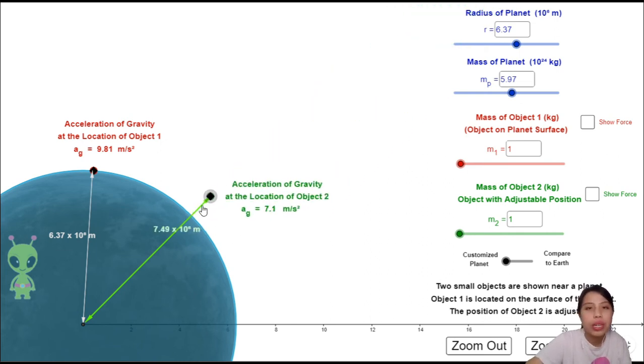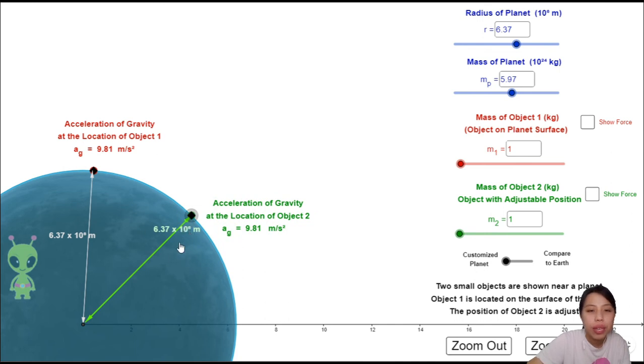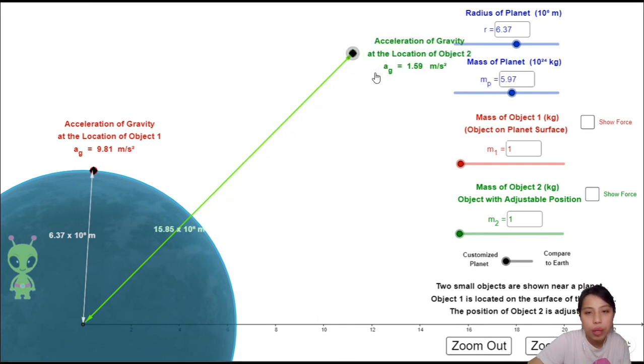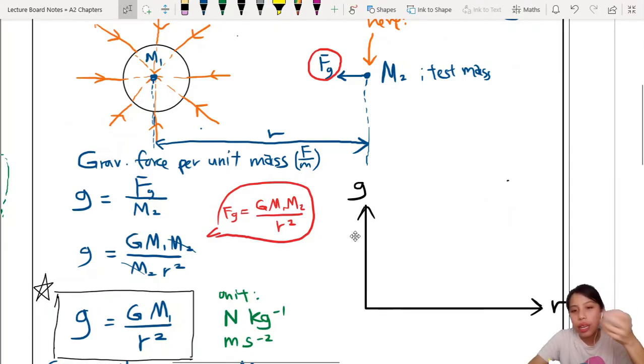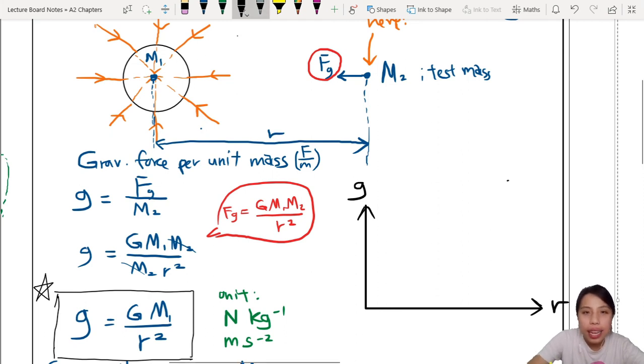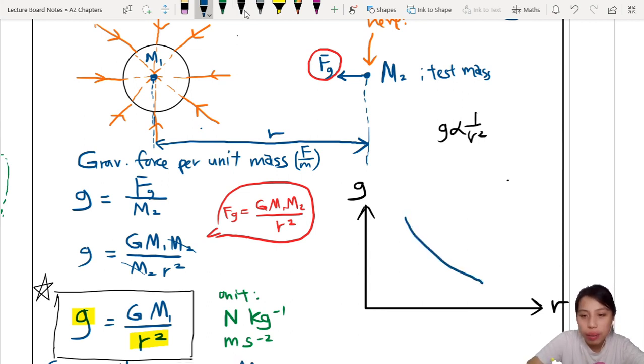How would a graph look if you took these values, the r and this g, and plotted them? How would a graph of g against r look? That's the final thing you need to know for this video. Here's how the graph would look. If you are lost, you can try plotting every single value from the simulation, but the highlight is g against r squared. So that's the relationship. g is proportional to 1 over r squared. And 1 over r squared means your curve is going to look something like this.